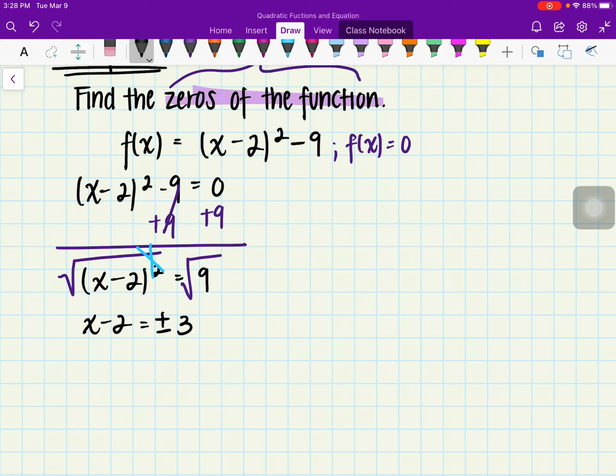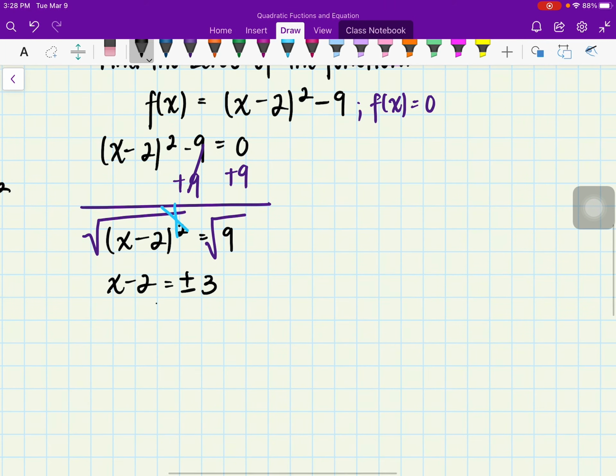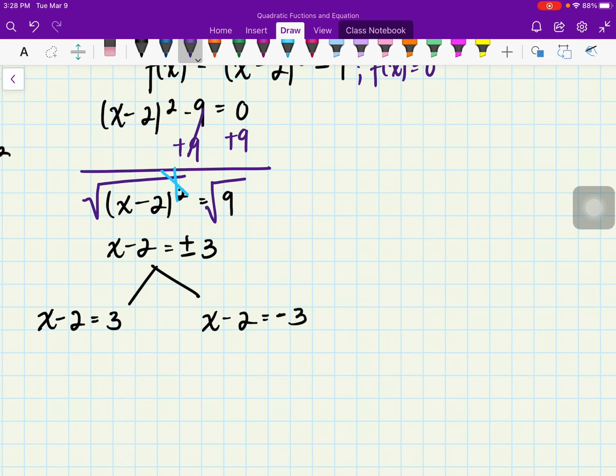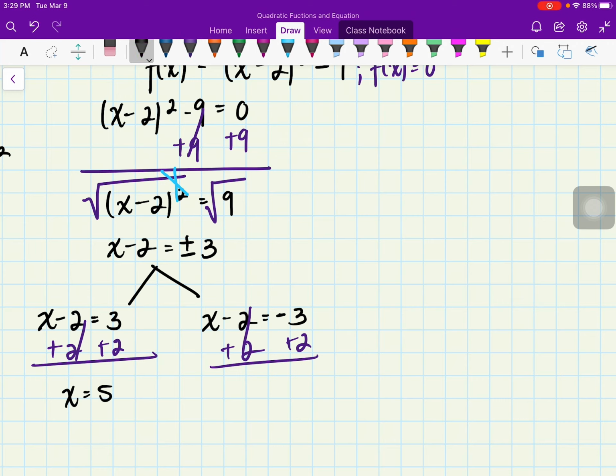Once again, if you can square a number to give you 9, it could either be a positive or a negative 3. And then in this case, guys, our final step, or part of our final step, is to create the two separate equations, one that is equal to a positive 3 and the other one that is equal to a negative 3. So I'm going to go ahead and add 2 to both sides. And on our left-hand side, we have x equal to 5. Then I add 2 to the other side. And I have x is equal to negative 1.